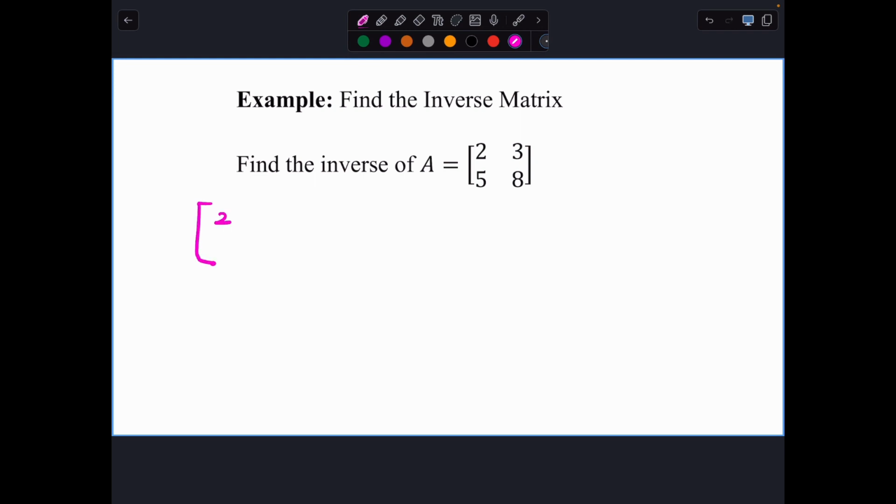So setting this up, on the left-hand side we have 2, 5, 3, 8. And on the right, 1, 0, 0, 1. Okay, and then thinking about using Gauss-Jordan elimination, we need a 1 in row 1, column 1. So to do that, I'm going to think about multiplying row 1 by 1/2 to replace row 1. And I realize we have to deal with fractions. It is what it is.